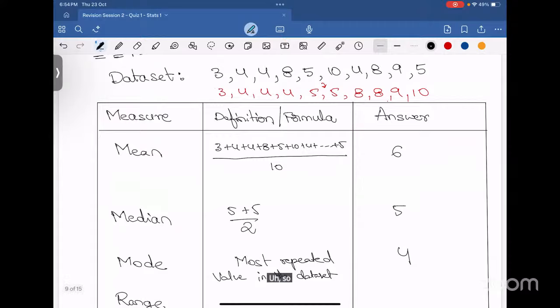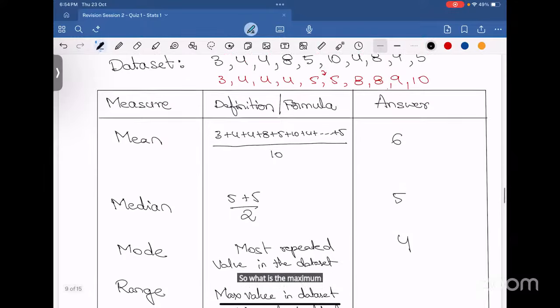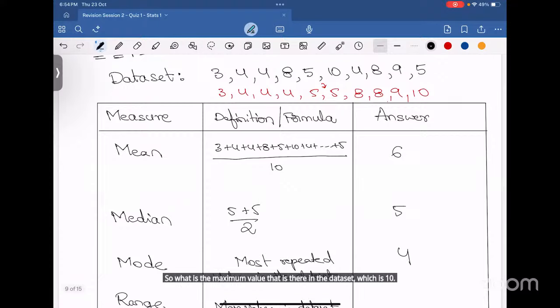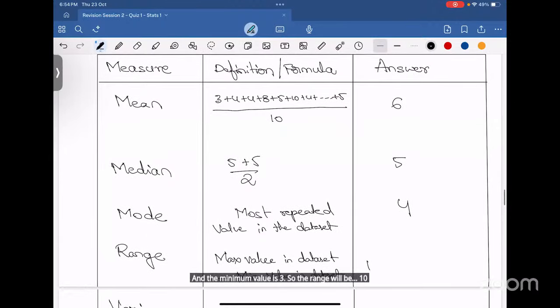So the range is basically maximum value in the data set minus minimum value in the data set. So what is the maximum value that is there in the data set, which is 10? And the minimum value is 3. So the range will be 7. 10 minus 3, which is 7.